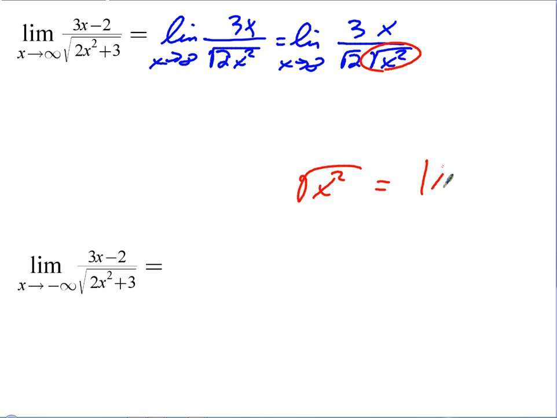Absolute value. Okay? So that is the best, most fundamental definition of absolute value of x: the square root of x squared. It's better than the piecewise function, which describes what its graph looks like, but this really describes the character of it, what it really does, right? So then this ends up looking like the limit of 3 over the square root of 2 times x over the absolute value of x.